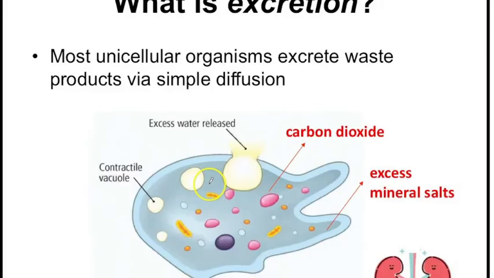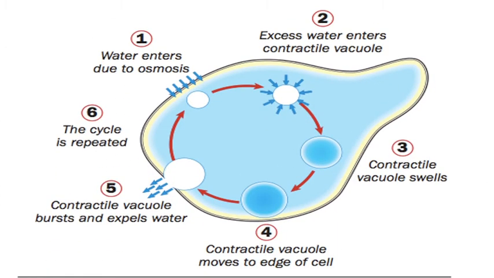vacuole. Because the organism has a large surface area to volume ratio, the waste products can be excreted through diffusion.